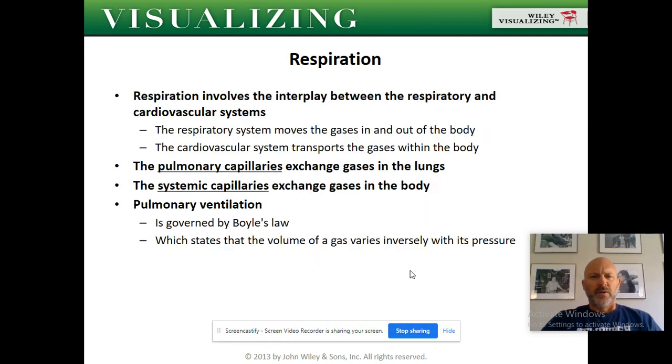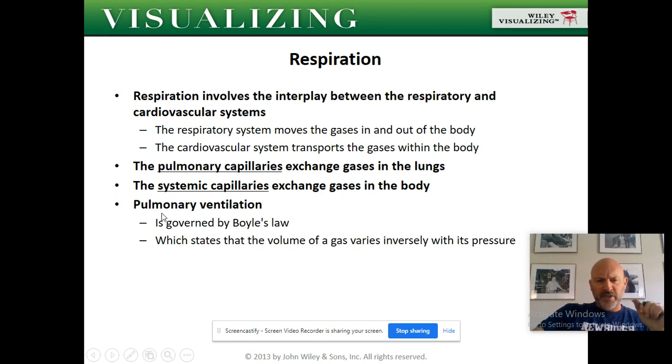All right. So we have respiration. Respiration happens as a result of an interplay between the lungs and the blood, right? The lungs put oxygen into the blood, and then the blood gets moved around, delivering the oxygen throughout the whole body. So the respiratory system and the cardiovascular system are responsible for respiration. It's in the pulmonary capillaries that the gases are exchanged between the blood and the lungs. And it's within the systemic capillaries that the gases are exchanged between the blood and the body's tissues.